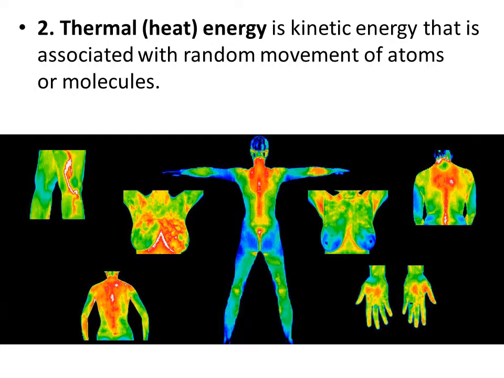The second form of energy is thermal energy, or heat energy. Heat energy is kinetic energy that is associated with random movements of atoms or molecules. In the image, this lady has random movement of molecules inside of her body, and therefore this temperature gauge can detect the movement of those molecules.